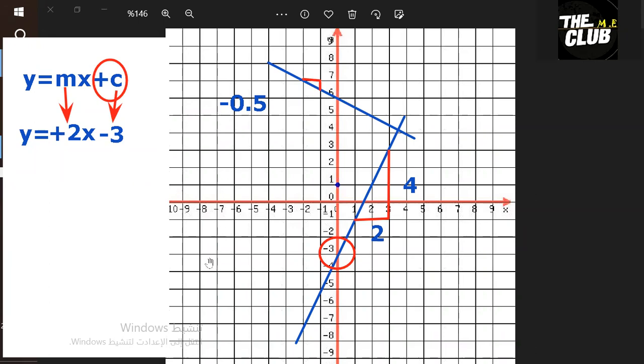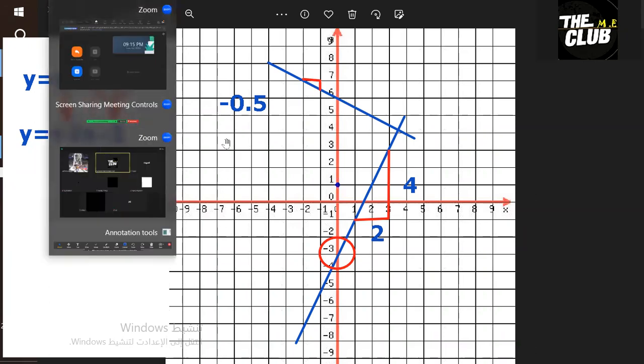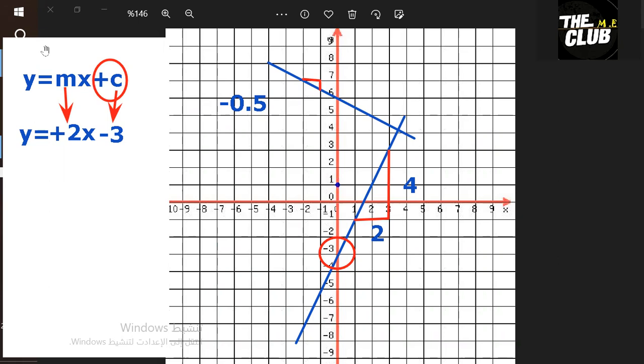Why are they teaching you the other way, the gradient? Because you have to use them, the gradient and the y-intercept. They don't want to teach you putting random points and matching them. But putting points and matching them will give you the answer, no problem. But you have to know all the topics. That's the idea. Okay. Right, let's move on.